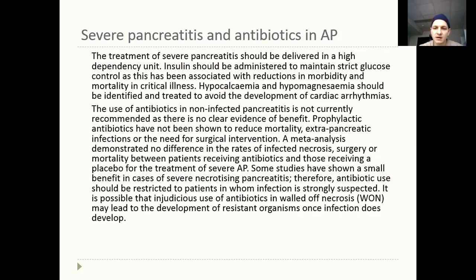Some studies have shown a small benefit in cases of severe necrotizing pancreatitis. Therefore, antibiotic use should be restricted to patients in whom infection is strongly suspected. It is possible that injudicious use of antibiotics in walled-off necrosis may lead to the development of resistant organisms once infection does develop.